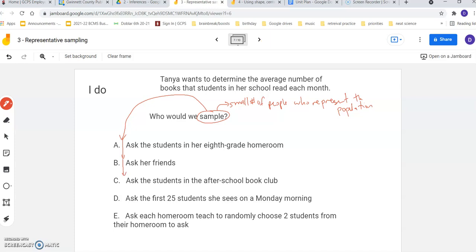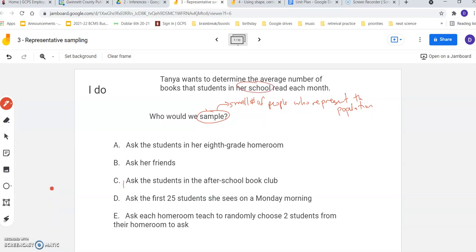She could just ask the first 25 students she sees on Monday morning. Or maybe she could ask each homeroom teacher to randomly choose 2 students from their homeroom, and just ask 2 students from every class. Lots of options. Those would all be samples, which is to say a smaller group of people who maybe represent the entire class, the entire school, because that's what she wants to know. So which one of these would be the best thing to do?